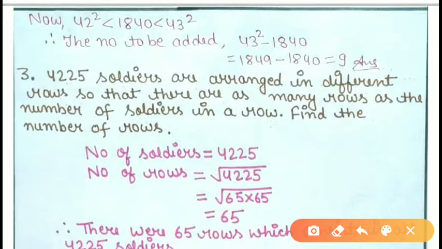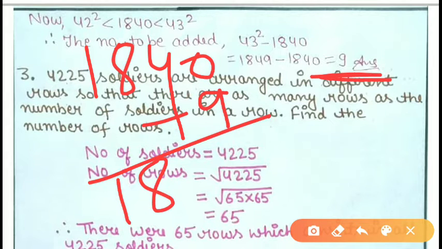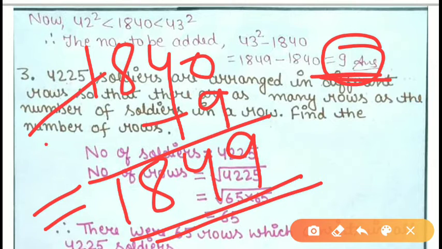Why? Because 43 square is greater than 1840. So when you will do a square, you will get this and this, means 9. Okay, 9 is your answer. That means 1840 was your question, and this is not a perfect square. So here you can say when you will add 9 to it, you will get 1849, and when you will do a long division method of 1849, this will leave a remainder 0. Means this is a perfect square. Means 9 is the least number which must be added to this to get a perfect square.